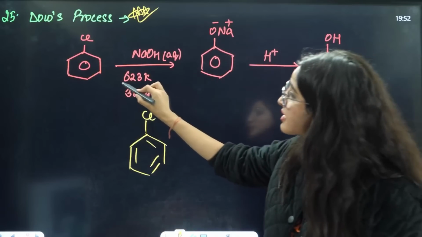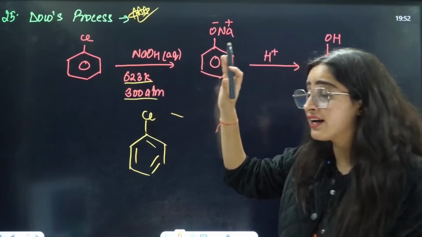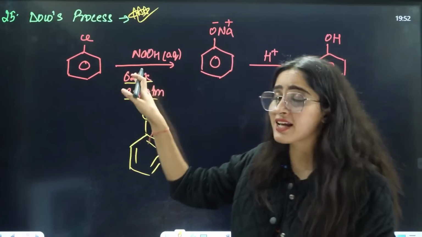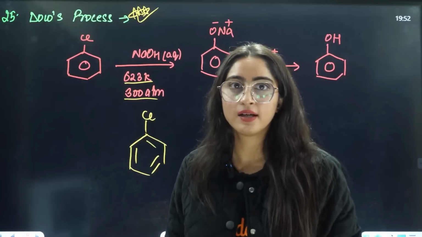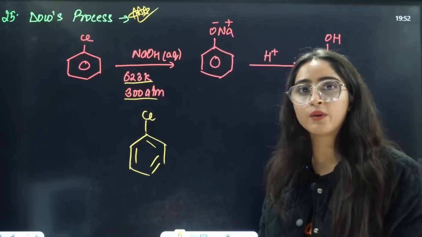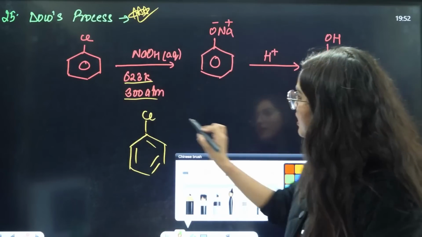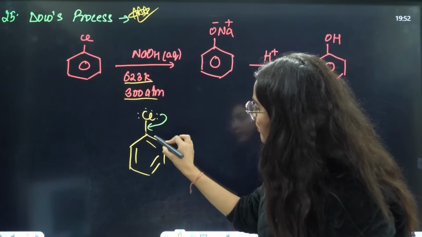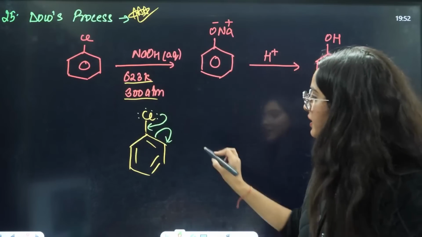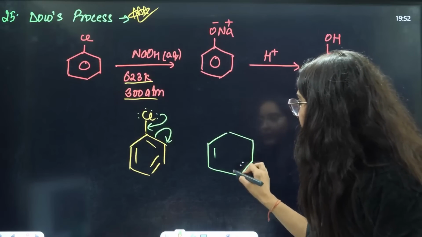Why do you need a 623 Kelvin temperature? Why do you need 300 atmospheres? Why do you need such drastic conditions? Tell me the answer. So here we are doing this because chlorobenzene has lone pairs, and that is why it is going to donate the lone pair.